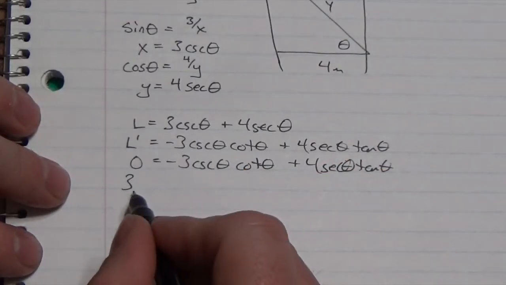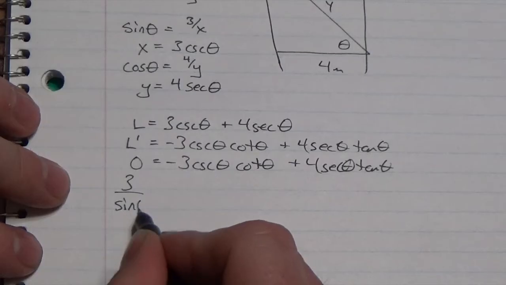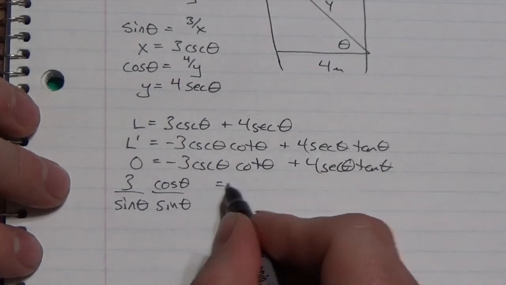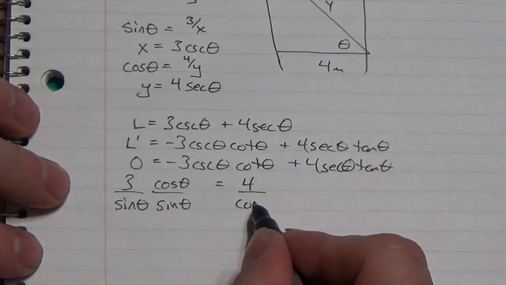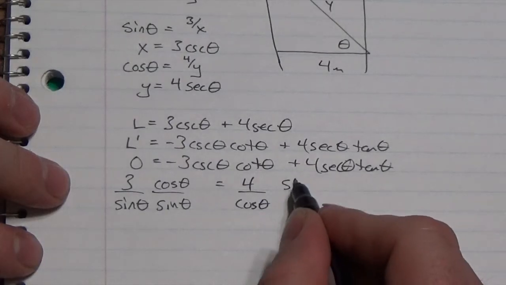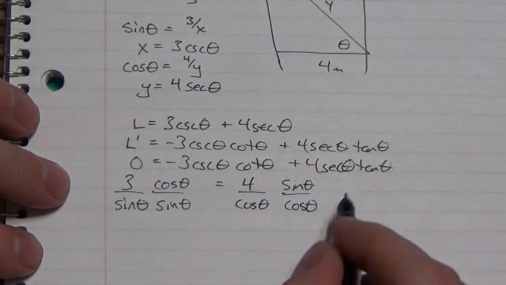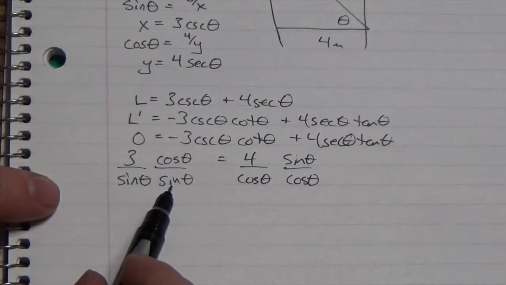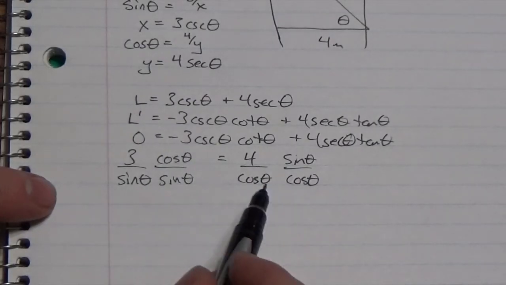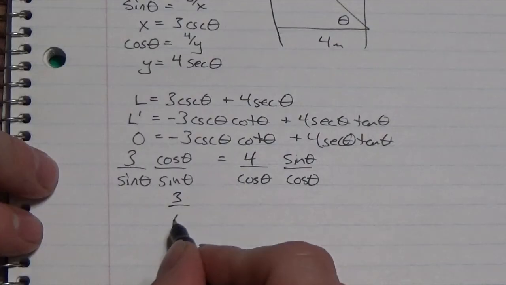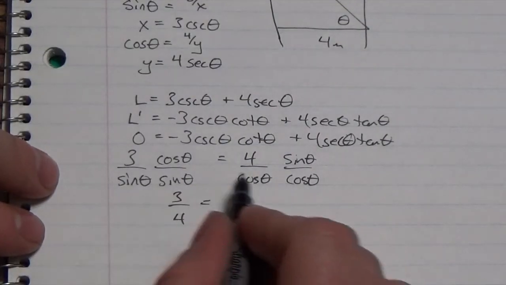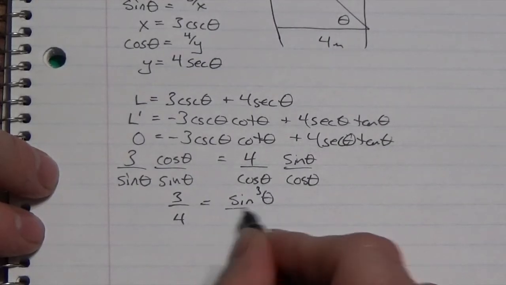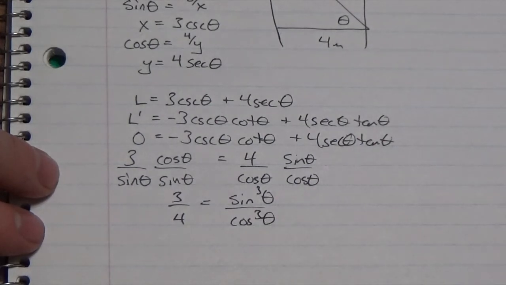So this is going to be 3 over sine theta, that's that cosecant, and then this will be cosine of theta over the sine of theta, equal to 4 over the cosine of theta, that's that secant, times sine of theta over the cosine of theta, there's my tangent. Well, now look at this. I've got the two sines here, a sine up there, cosine up here, two cosines down here. I'm actually going to divide by 4 on both sides, and multiply the two sines up and the one cosine down. This is going to be sine cubed of theta over the cosine cubed of theta.